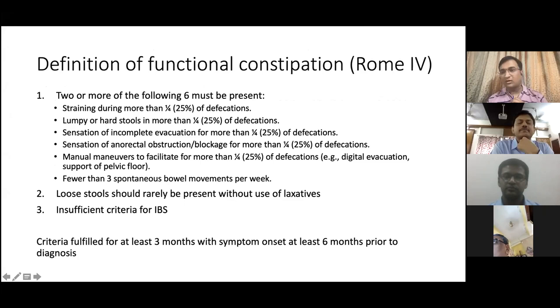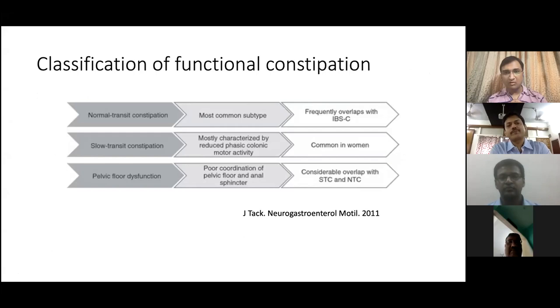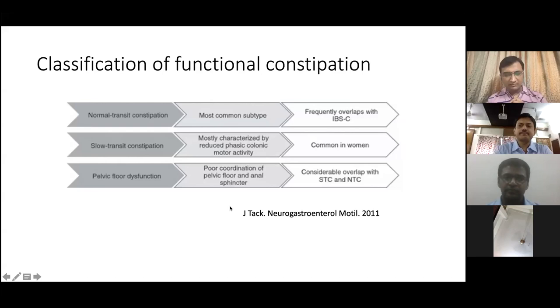Now, loose stool should rarely be present without the use of laxatives, and they should not fulfill the criteria for IBS. These criteria should be fulfilled for at least 3 months with symptom onset at least 6 months prior to the diagnosis. Functional constipation is again divided into 3 types. Normal transit, wherein all the physiological tests are normal, except maybe the barostat, which may be abnormal. Slow transit constipation, wherein there is decreased colonic motor activity. And dyssynergic defecation, wherein there is poor coordination between pelvic floor and anal sphincter function. There can be considerable overlap between these, but again, these are broad categories.